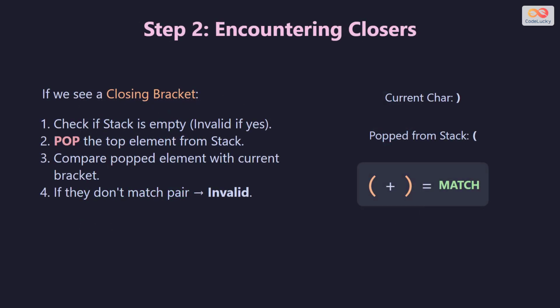Now, if we encounter a closing bracket, we need to check if it matches the most recent opener. We pop the top element from our stack. If the stack is empty, it means we have a closing bracket with no opener, so it is invalid. If the stack is not empty, we compare the popped character with our current closing bracket. If they form a correct pair, great, we continue. If they do not match, the string is immediately invalid.